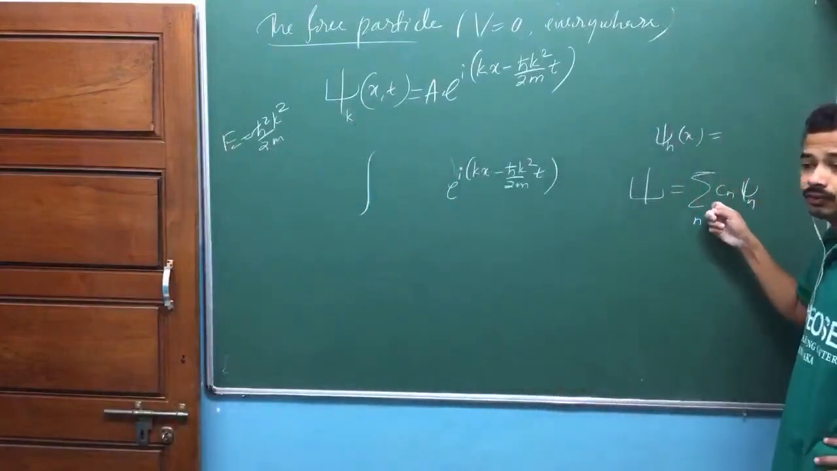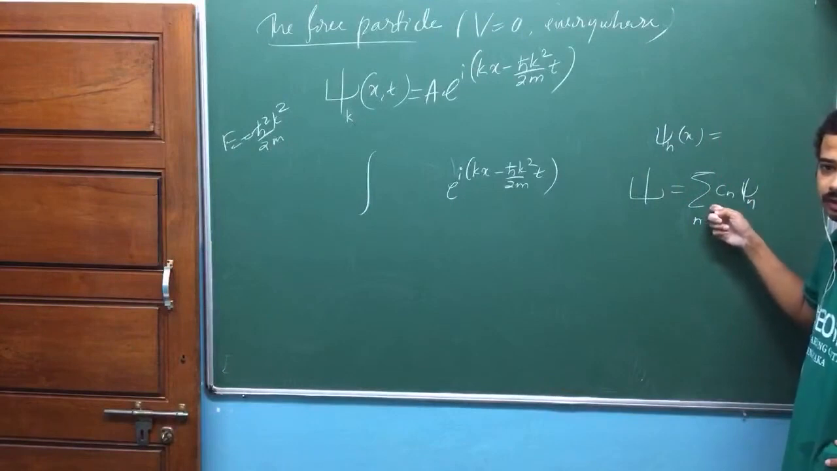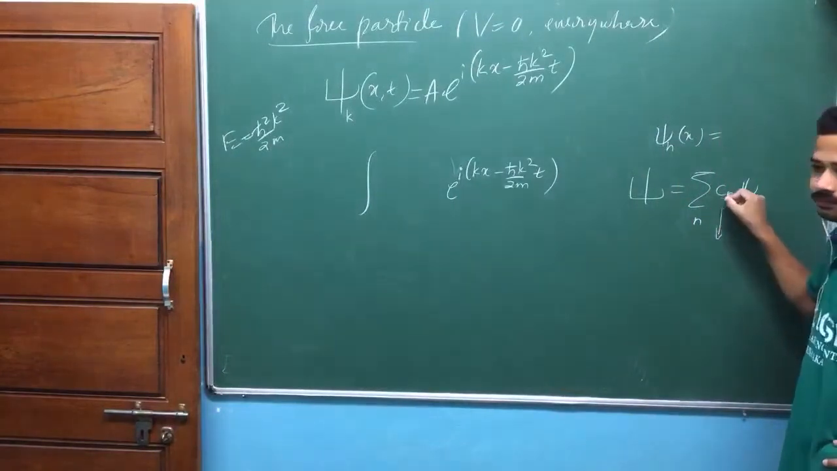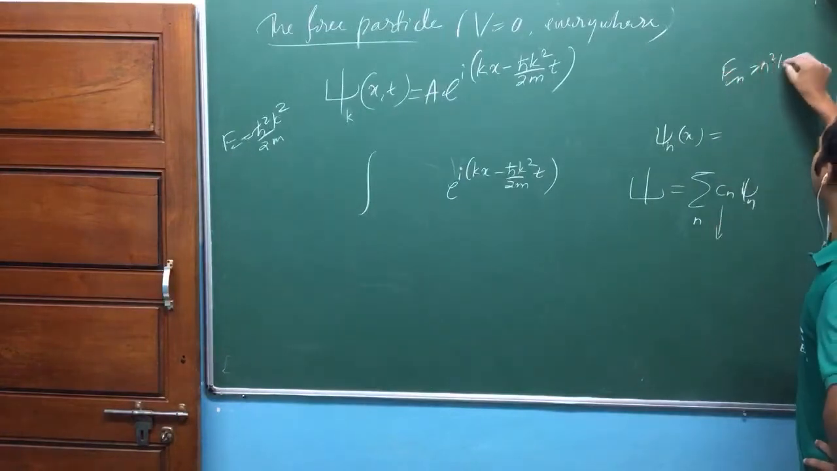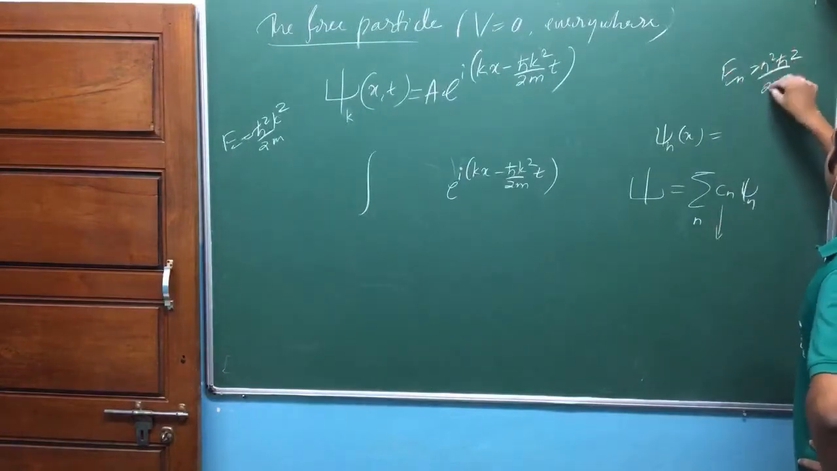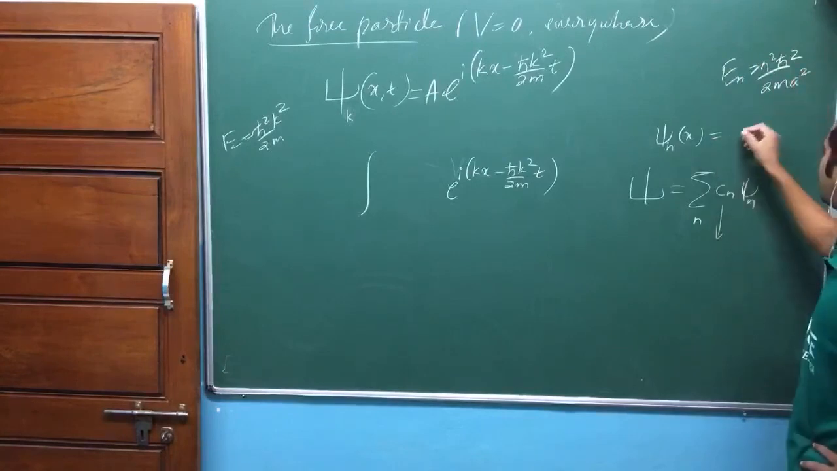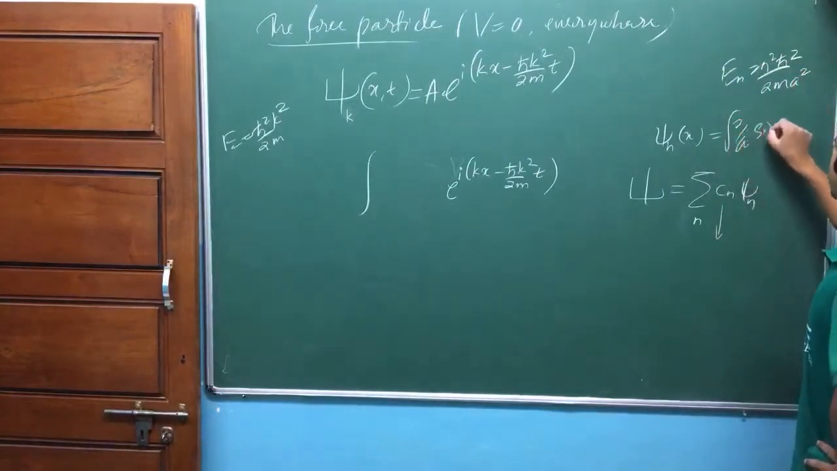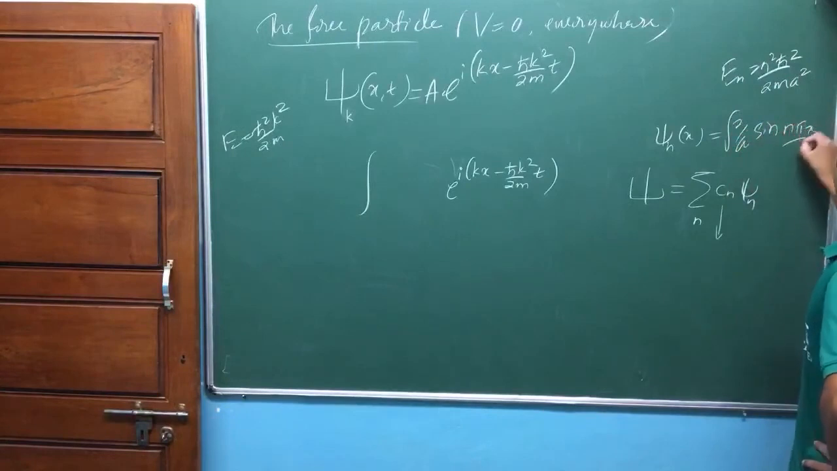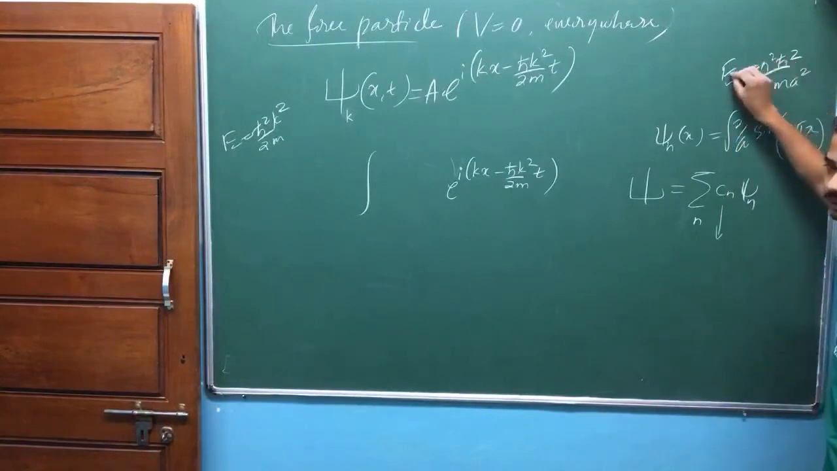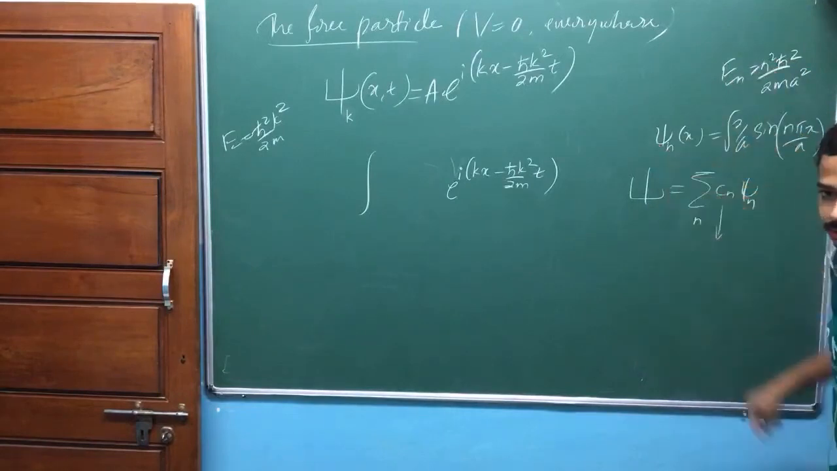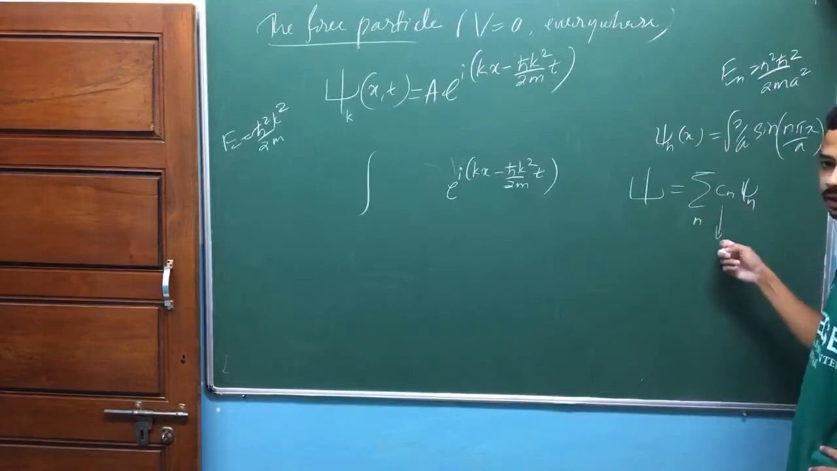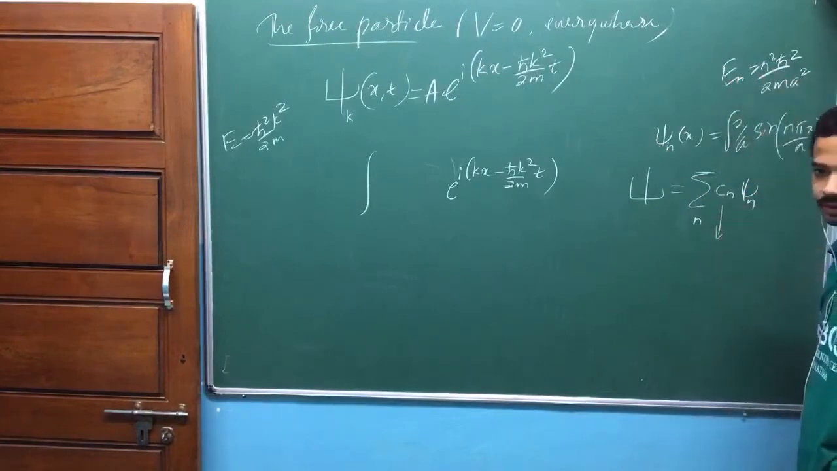You had a coefficient which was Cn, am I right? Which depends on n. n will decide energy. En is equal to n square pi square h bar square by 2ma square, isn't it? Psi n is equal to root of 2 by a sine n pi x by a. Here n will decide energy. That's why we have written that index n here, isn't it? And this Cn, which depends on n, again n is related to energy, isn't it?